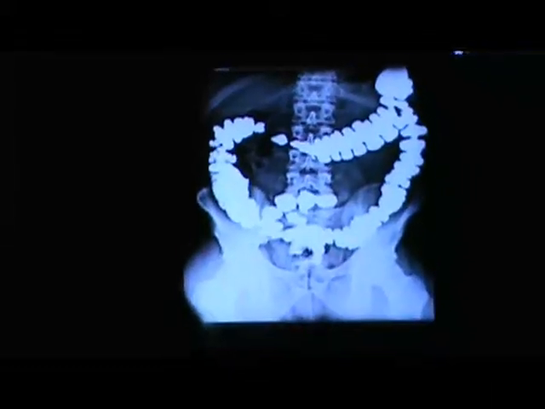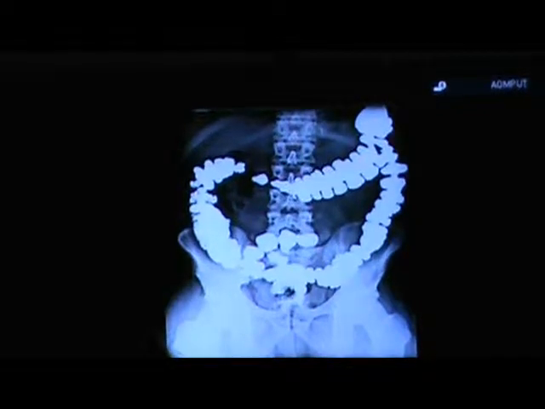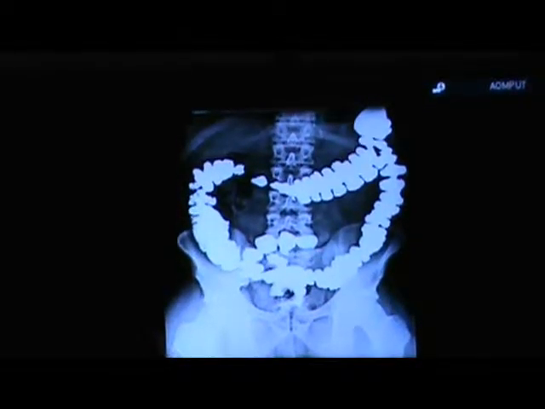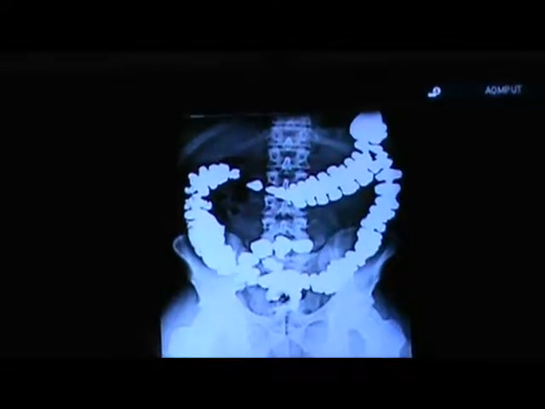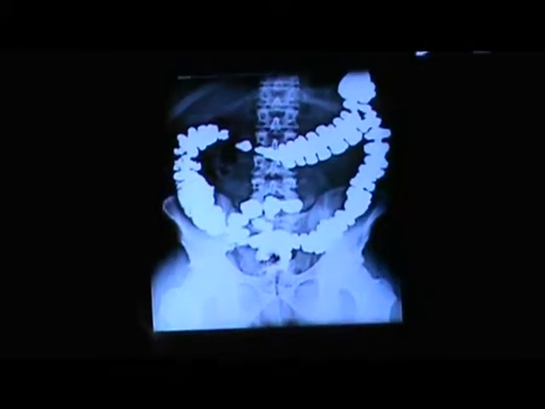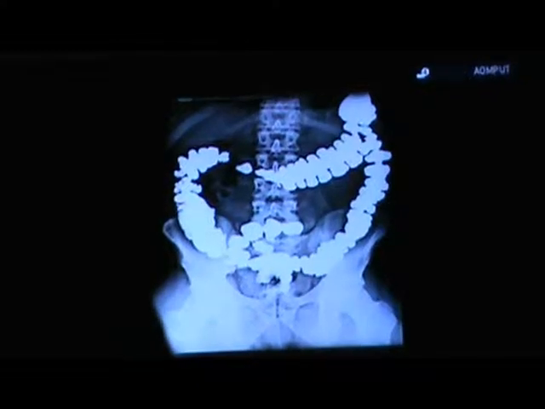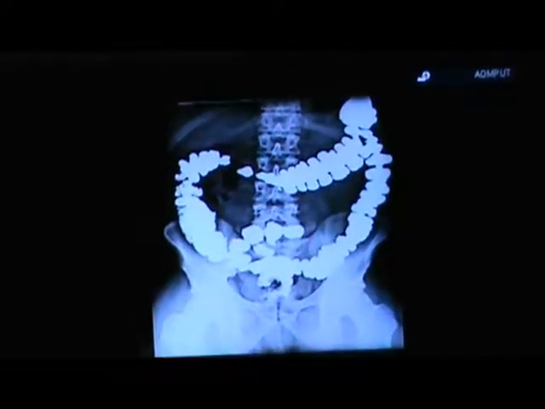We can also give some radio contrast through the inferior part of the alimentary tract, through the rectum, and we can fill almost the whole large intestine. This examination shows us how the large intestine behaves, how it moves. Also, we can find if there are any abnormalities of its wall. So we have a haustra here. This is a physiology, so there is no pathology here.